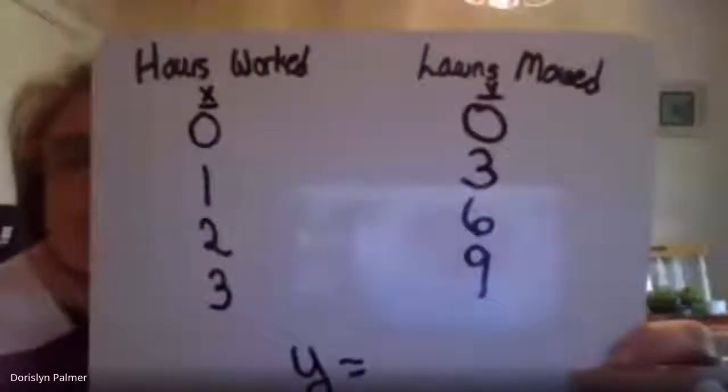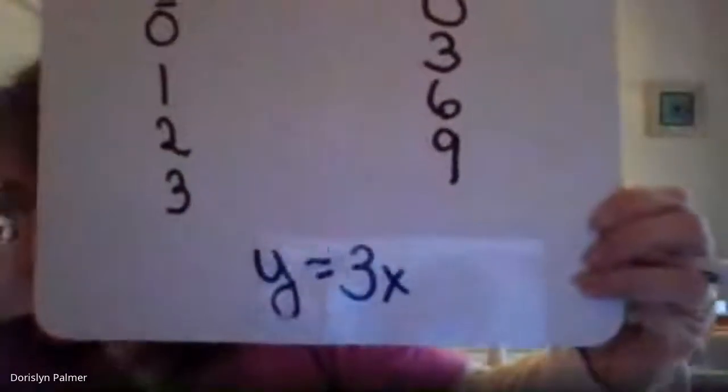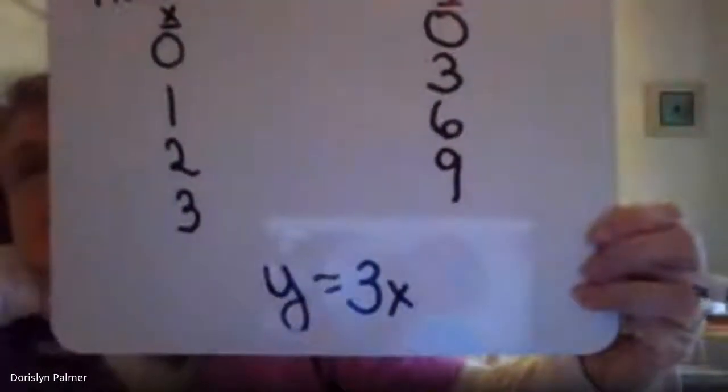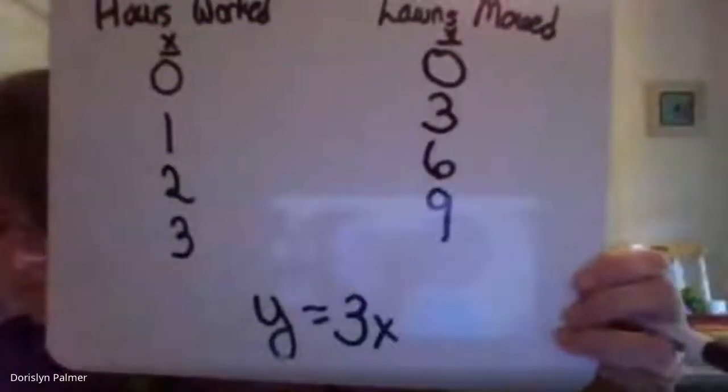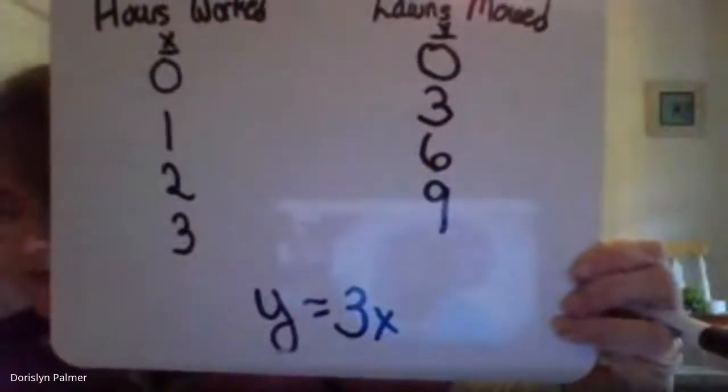Am I muted? Nope, I can hear you. You multiply 3. Yeah, good. Multiply by 3. Times the x. Good. So y equals 3x is your equation. Good work. y equals 3x.